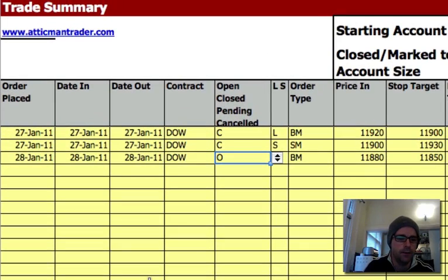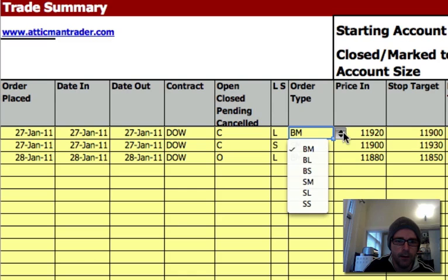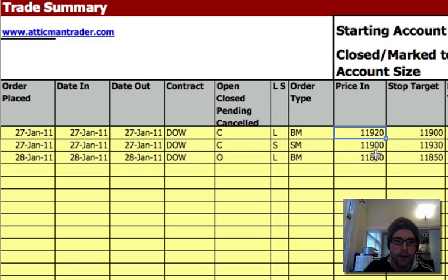I go back to the trades spreadsheet, and on here I start to enter the positions that I've taken on the Dow. So you can see here I've entered a trade that I placed an order on the 27th of Jan. I was filled on the 27th of Jan and I came out on the 27th of Jan. Typical day trade. The contract was the Dow. That position is closed. I went long, and my order type was a buy at the market. You can see the different order types in here. We've got buy at the market, a buy limit, a buy stop, sell at the market, sell limit and sell stop. This was a buy at the market, and the price that I went into the trade was 11920.